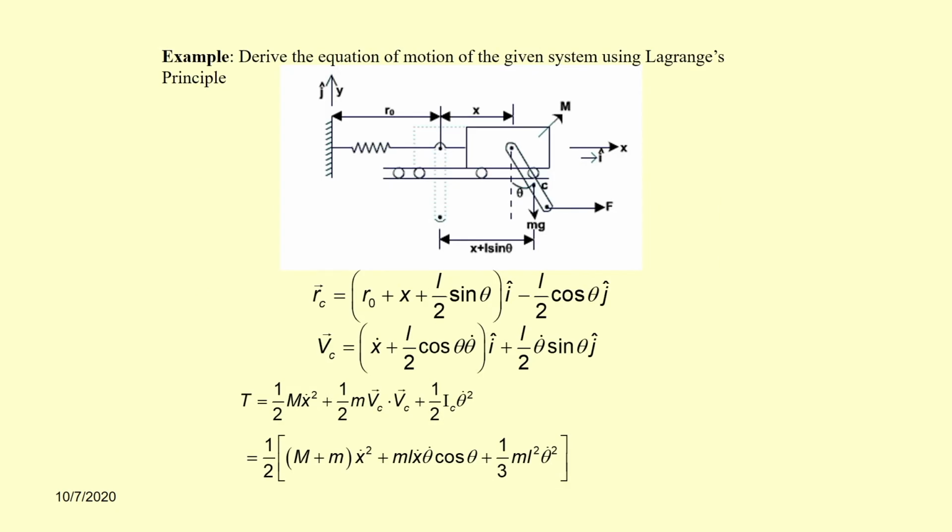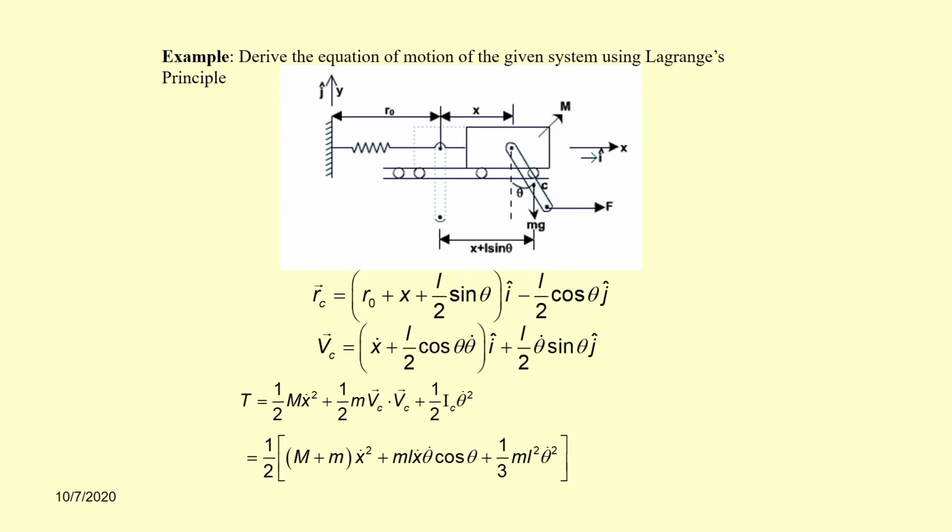Here this is a 2 degrees of freedom system. Initially the mass, this cart, is at this dotted position. Now it has shifted to this position. In this cart there is a pendulum, a compound pendulum or a rod hanging from it. When the cart is moving towards the right, the compound pendulum or the bar is rotating by an angle theta.